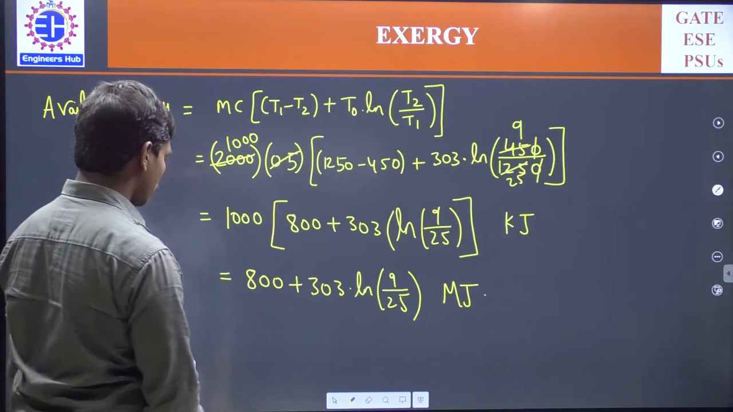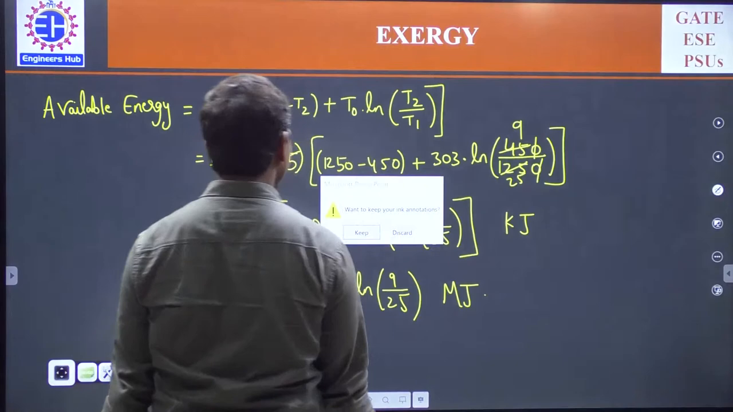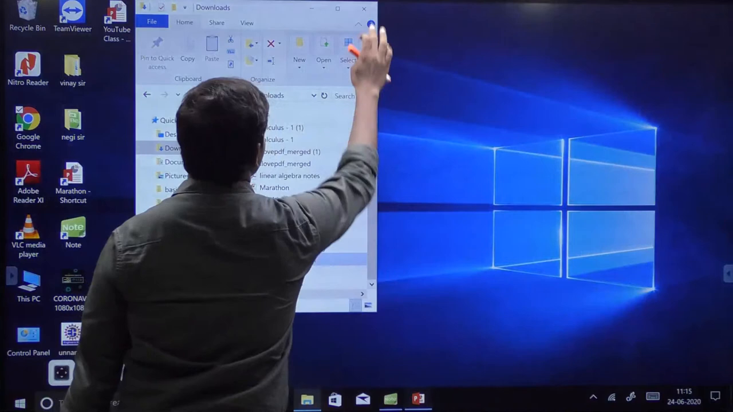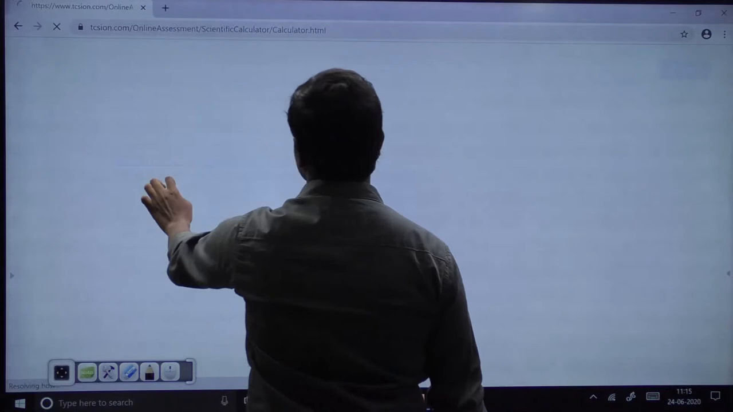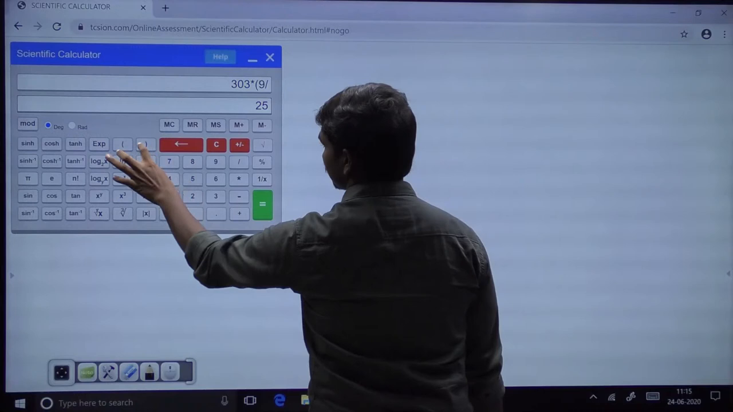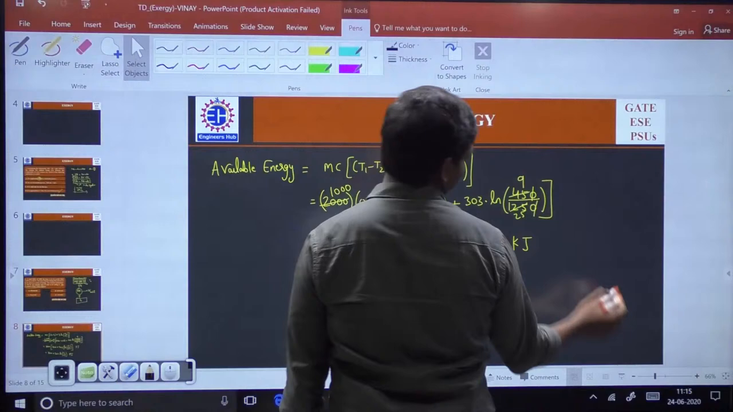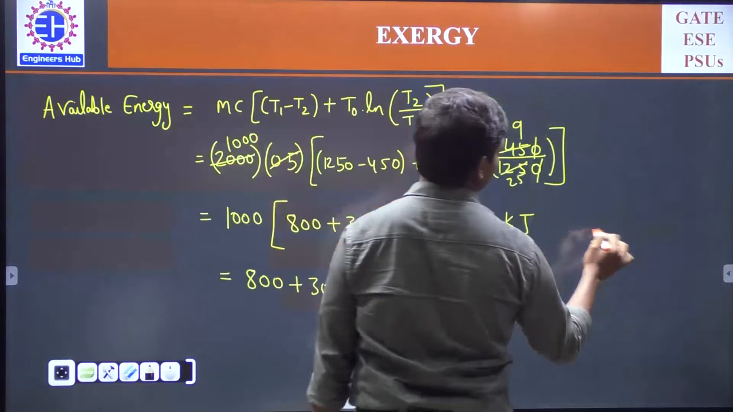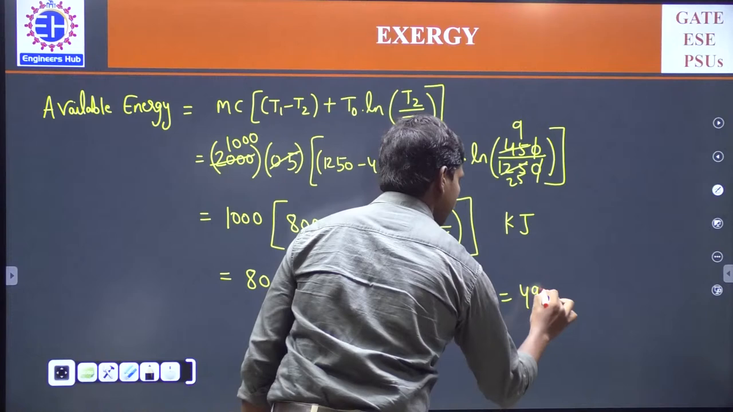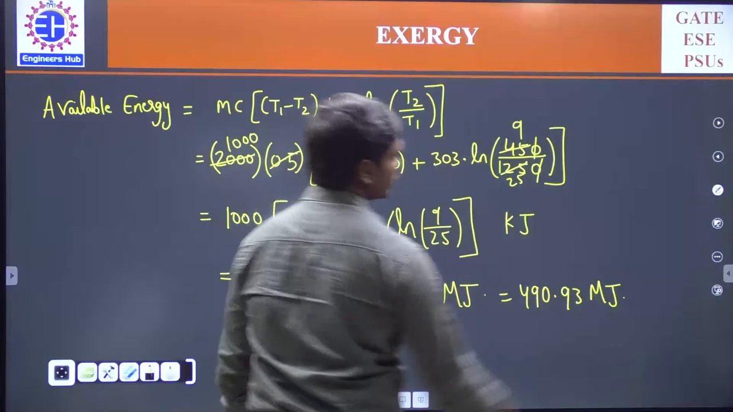So please calculate this value. 800 plus 303 into ln 9 by 25. Let me help you with this value. Okay, so see here, 303 into 9 by 25 ln. So the log of this value is this, plus 800. So 490.90 megajoules. Okay, which is in option A, 490, which could be reasonably agreeable here.